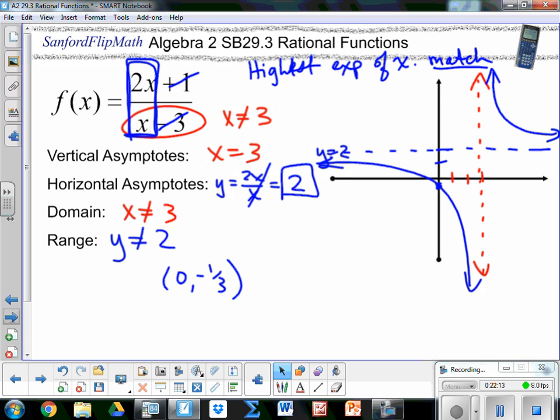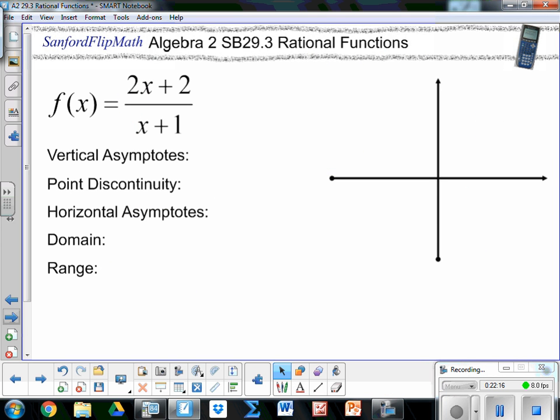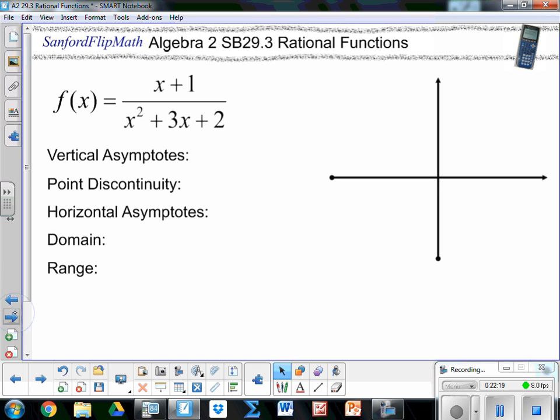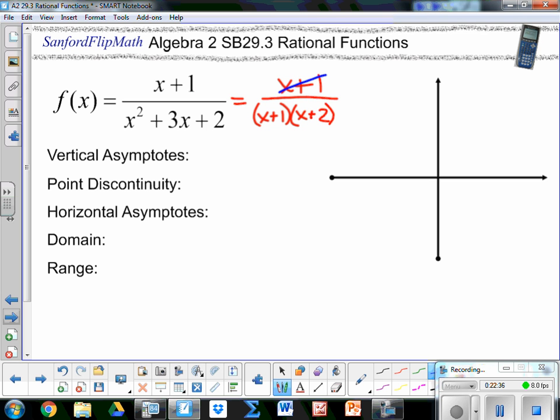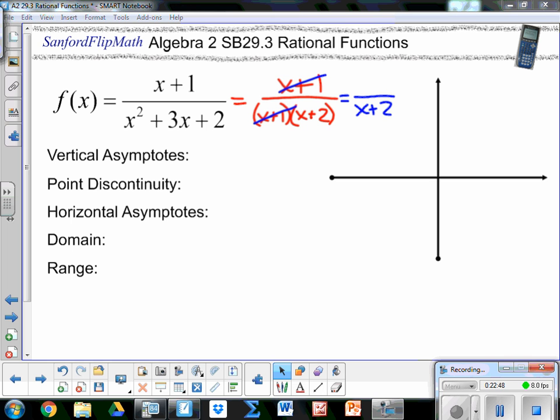Okay, I'd like to do one more that involves a hole also, so a point discontinuity, and I want one that has both. Yeah, there we go. This is a better example. Okay, so here we go. I'm going to factor because it's much easier to see what the restricted values are and what's going on if we can factor. Okay, so look at that, x plus 1, x plus 1. Now you need to be careful because, yeah, all that's left is x plus 2, but note that x plus 2 is on the bottom. But there has to be something on the top to kind of keep this thing a fraction, so we have to put a 1 there.